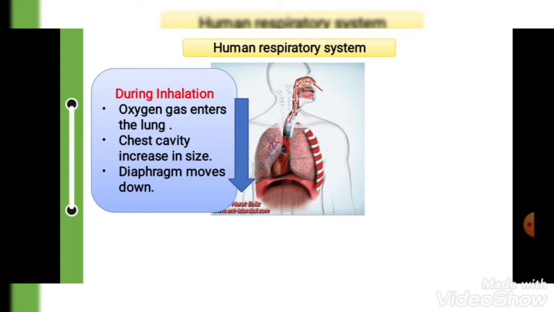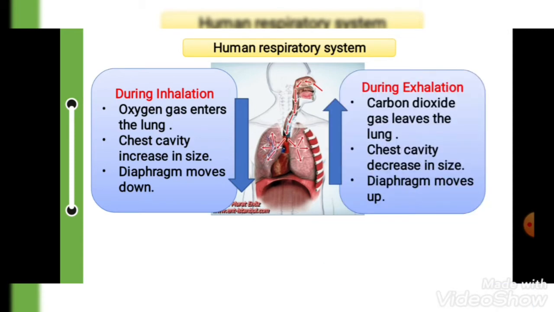طيب when I'm doing exhalation أنا عايز الاير يخرج فهضيق السبيس بتاع اللونجز عشان يقدر الهواء يخرج. So during exhalation اللي هيحصل diaphragm moves up. Then chest cavity decrease in size. Then carbon dioxide gas leaves the lung. دايما في الاكزاليشن أنا بقراها لكم بالعكس عشان هو ده السيكونس اللي بيحصل فعلا في الحقيقة.